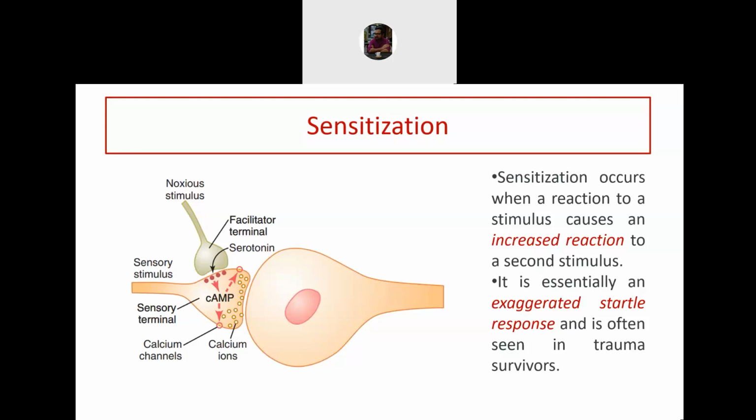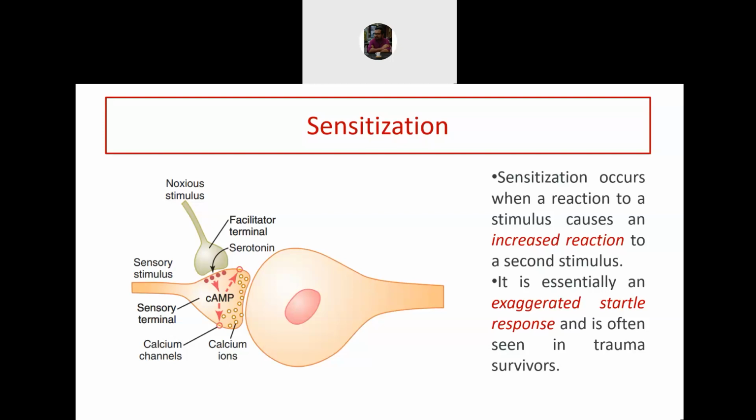So at a biological level, how does sensitization happen? Suppose there is a sensory stimulus coming, like hearing the cry, and the response will be waking up. When the mind or the brain perceives the stimulus as dangerous, then it causes firing of another neuron known as the facilitator neuron. And the facilitator neuron releases serotonin. This serotonin causes enhanced release of neurotransmitter and exaggerates the response. So this is like an exaggerated startle response.